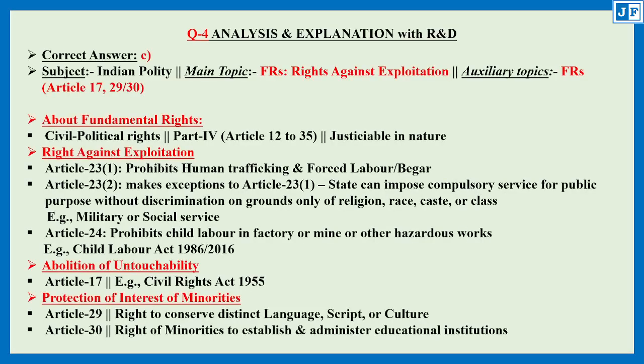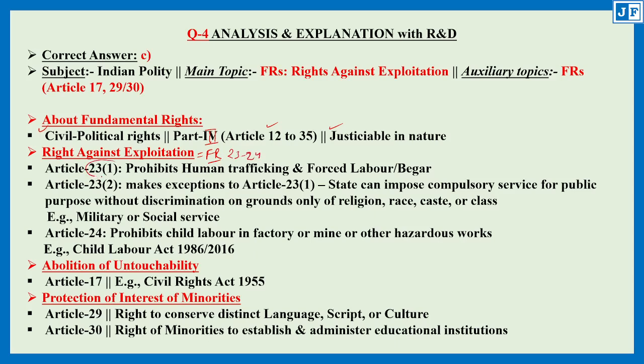In explanation part, we get to learn that we have to cover fundamental rights and its various articles to thoroughly analyze and explain this question. Fundamental rights are civil political rights, as we already know. These are mentioned in Part 3 of Indian Constitution from article number 12 to 35. These are justiciable in nature. Right against exploitation is one of the fundamental rights, which is mentioned under article 23 and 24.